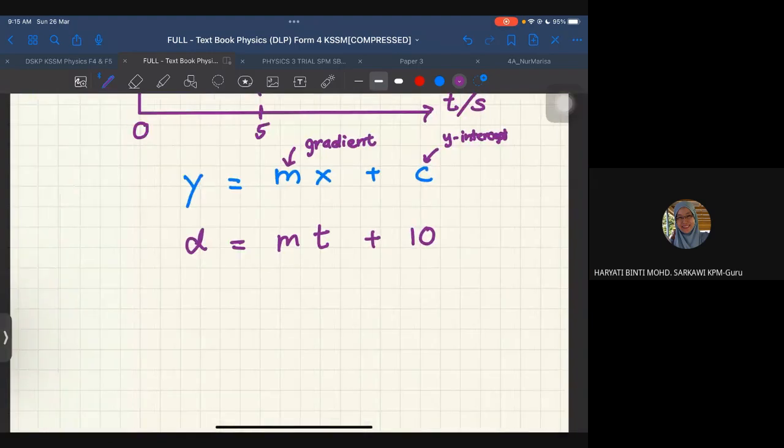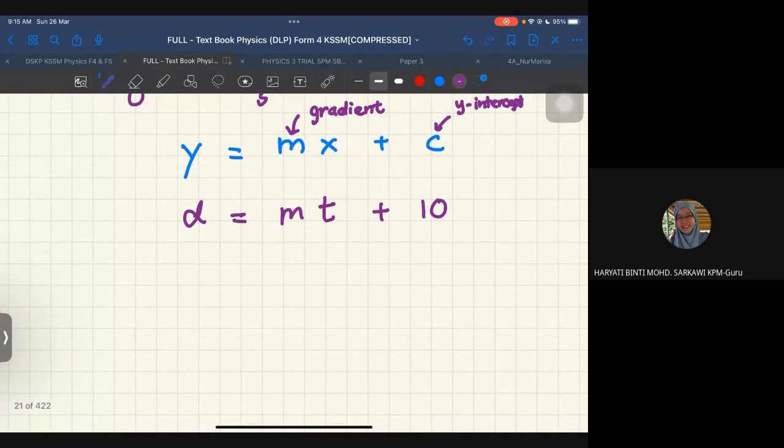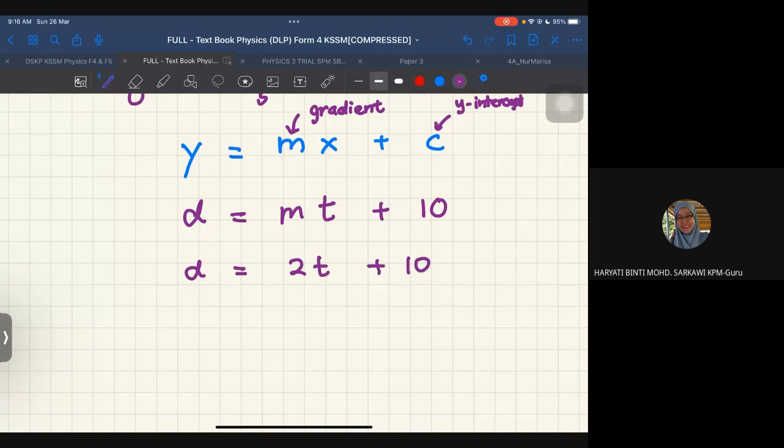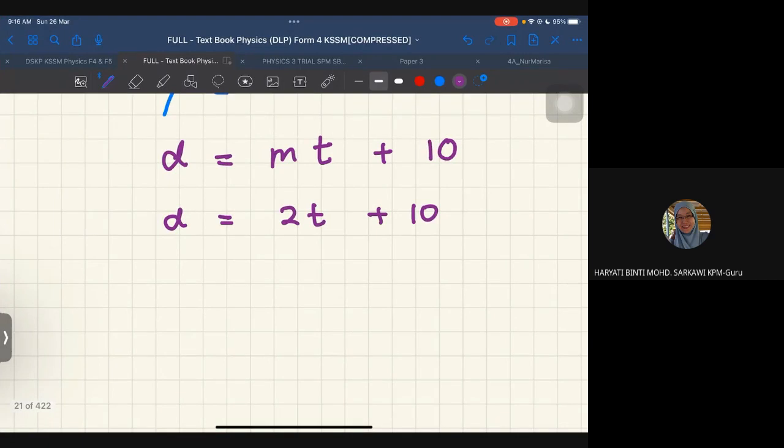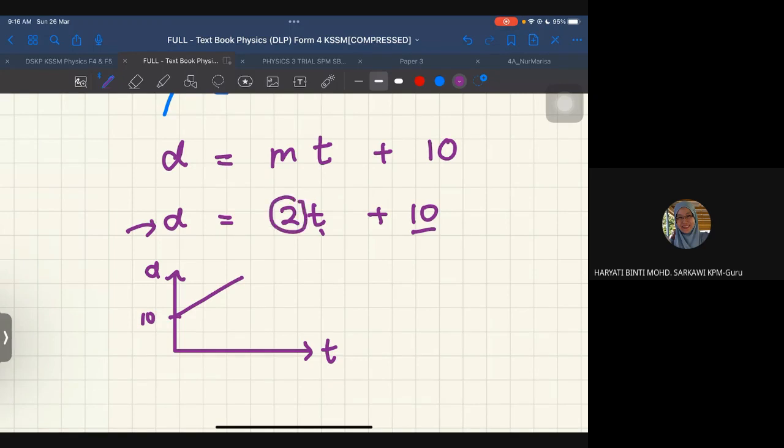Since we already have the value of gradient m, the formula becomes d equals 2t plus 10. When you see this, you can imagine the graph. The vertical axis is d, the horizontal axis is t, and this is c, 10. This is a positive gradient, so the slanting will be like that. Can you follow? So far so good?